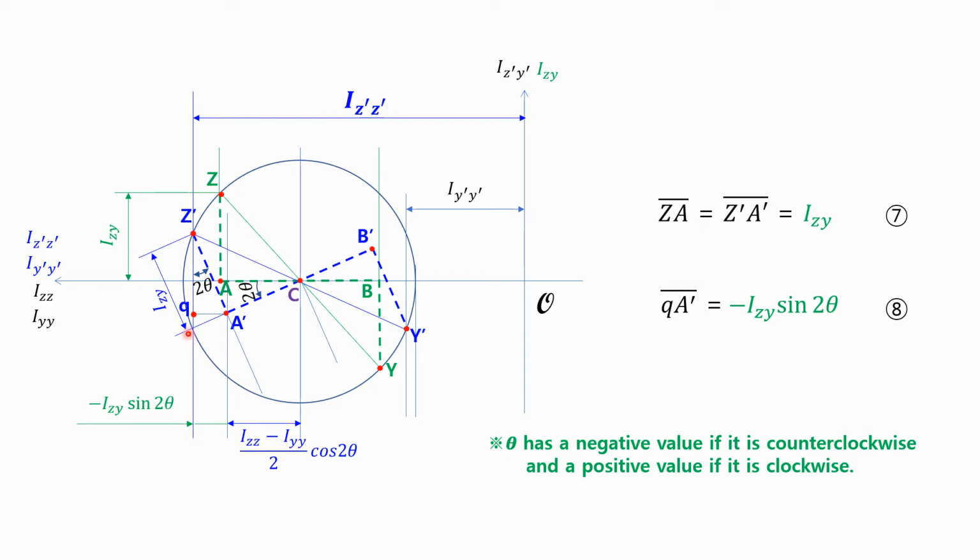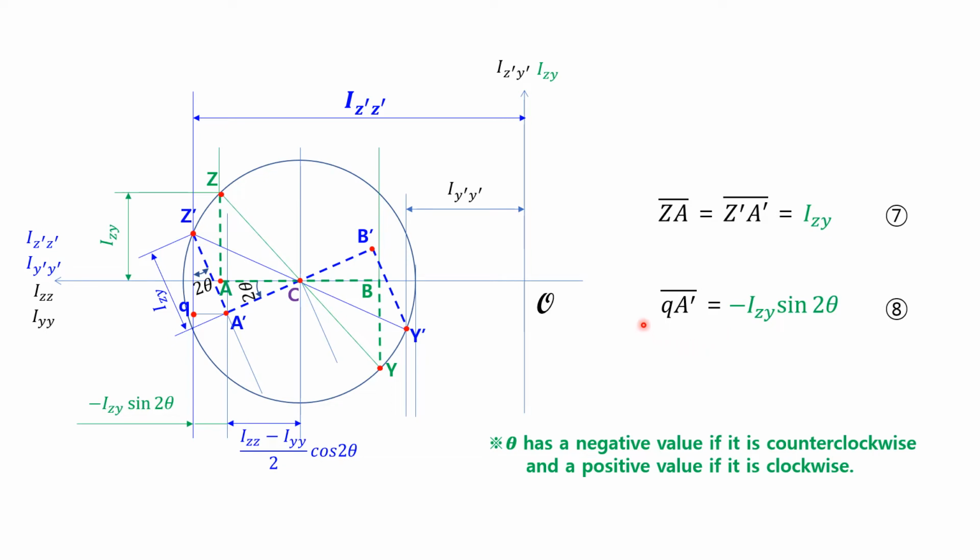Now let's calculate the length of QA prime, which is the horizontal component of Z prime A prime. Since the green dotted line and the blue dotted line are exactly the same, the line segment ZA equals Z prime A prime, which is the same as the product moment of area Iz'y. So it can be expressed as the equation 7. Since the rotation angle of the coordinate axis is 2 theta in the Mohr circle, the length QA prime can be expressed as the equation 8.